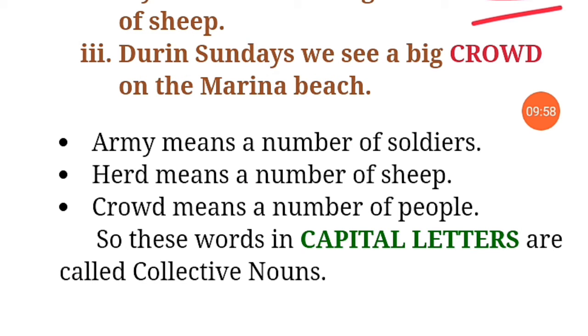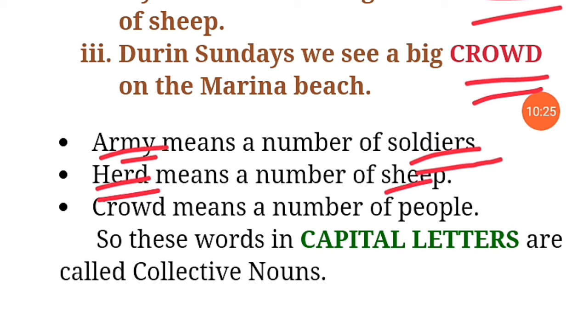During Sundays, we see a big crowd on the Marina Beach. In a crowd there are various humans present. Therefore, it is called a collection of various humans, so crowd is a collective noun. Now we will see some more examples. Army means a number of soldiers. Herd means a number of sheep. Crowd means a number of people.